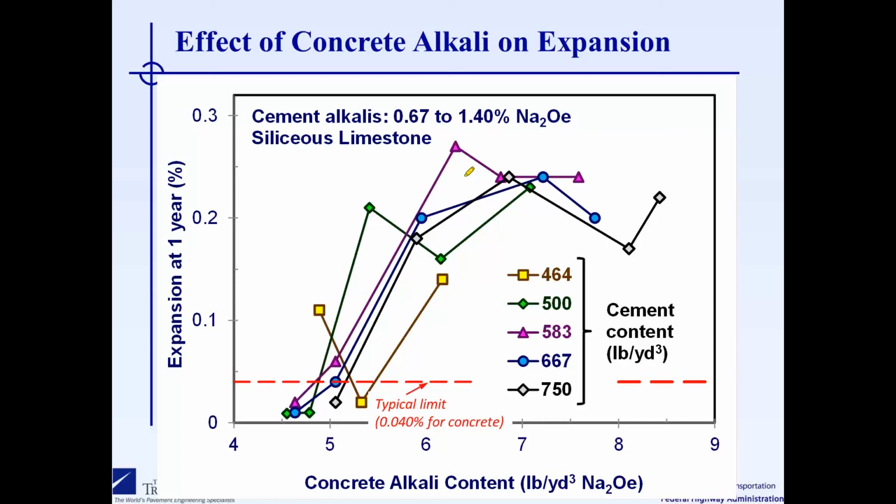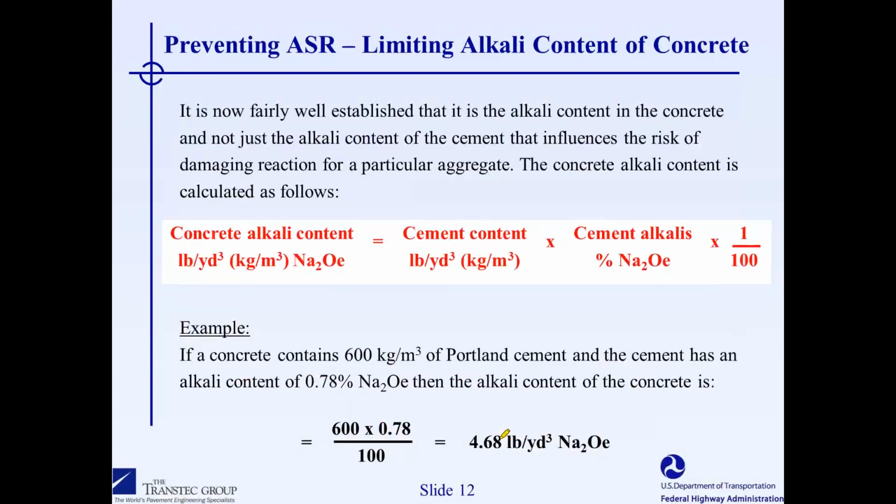This is a slide that I'm re-showing from last week, and it basically shows for a specific aggregate that expansion here on the y-axis is a function of the actual alkali content in the concrete rather than the alkali content in the cement. These are all different concretes produced with different alkali contents, different cement contents, and different cement alkalis. And you can see that really the amount of expansion is quite closely related to how much alkali is in the concrete. So our preferred approach, rather than just using the cement alkalis as a sort of indication of risk, is to use the concrete alkali content.